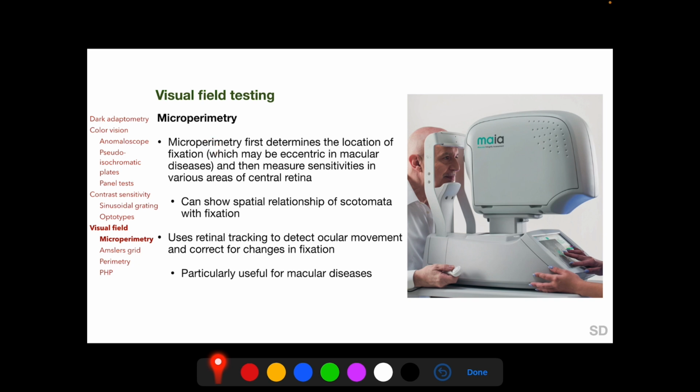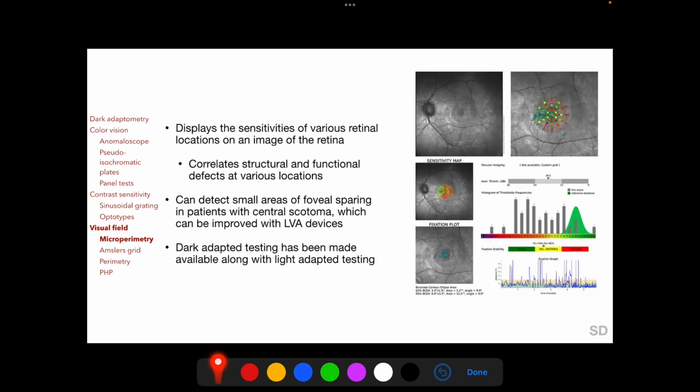Microperimetry first determines the location of fixation, which may be eccentric in macular diseases, and then measures sensitivities in various areas of the central retina, and so can show the spatial relationship of scotomata with the fixation, whether normal or eccentric. And these devices use retinal tracking to detect ocular movement and correct for changes in fixation due to ocular movement, and so are particularly useful for patients with macular diseases who have fixation issues.